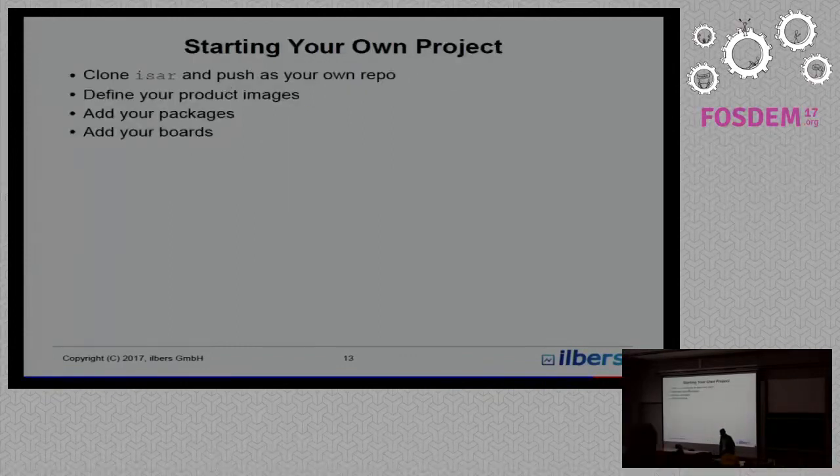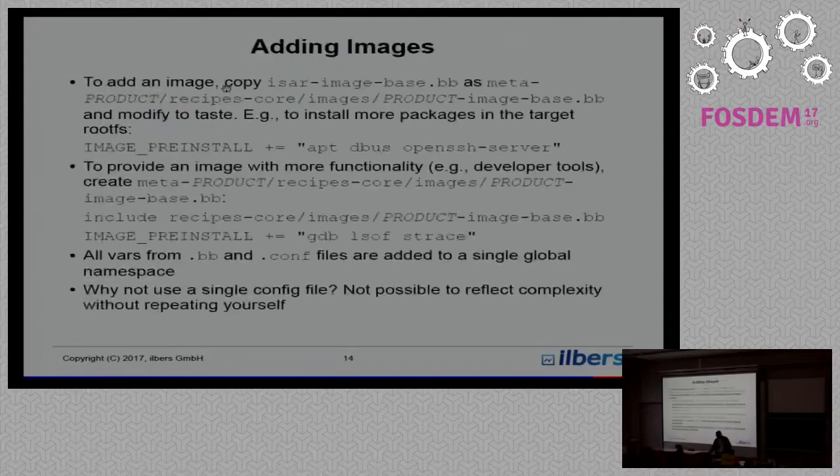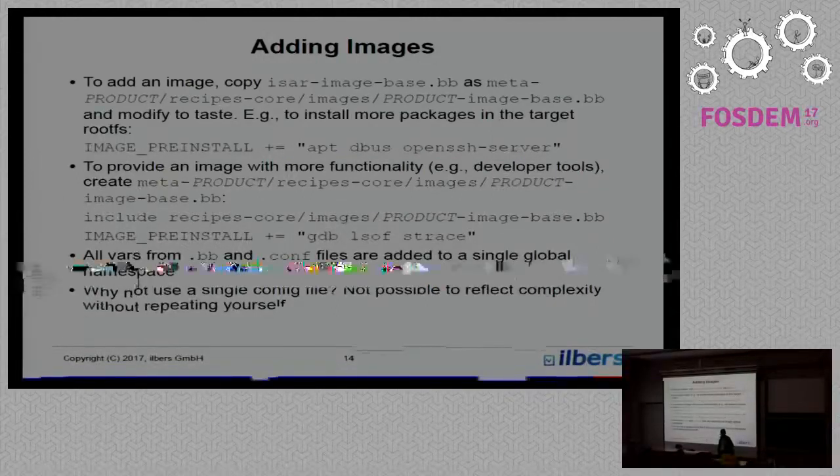So how do you create your project? You clone Isar, you push it as your own repo, you define your product images, add packages, and add boards. Images are defined in their respective recipes, so that you have a copy of your product recipe, and you can customize it. For example, if you want to install more packages in your target rootfs, you modify the image pre-install variable inside it and say, okay, I want to have apt and I want to have OpenSSH server and so on.